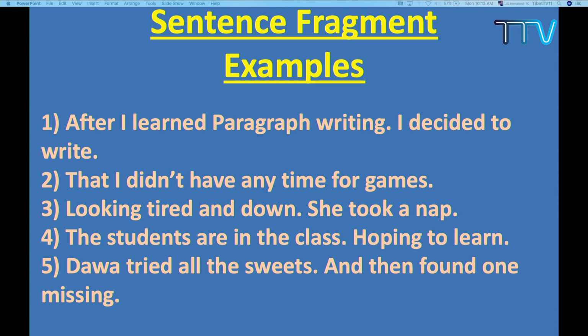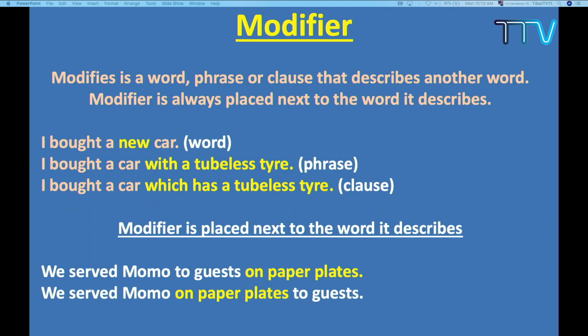They tried all the sweets and then found one missing. They tried all the sweets and then found one missing, and then found. Where is the subject? We know that there should be subject, verb, object. So, these types of sentences are called sentence fragments.